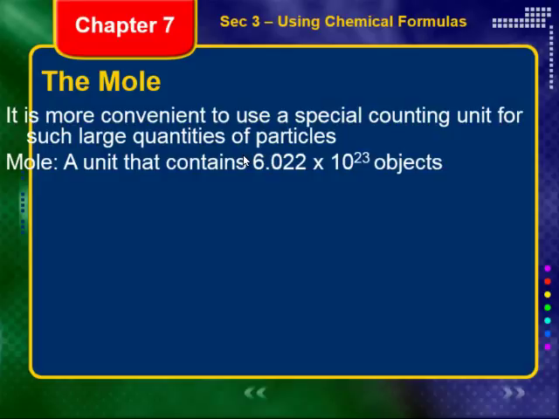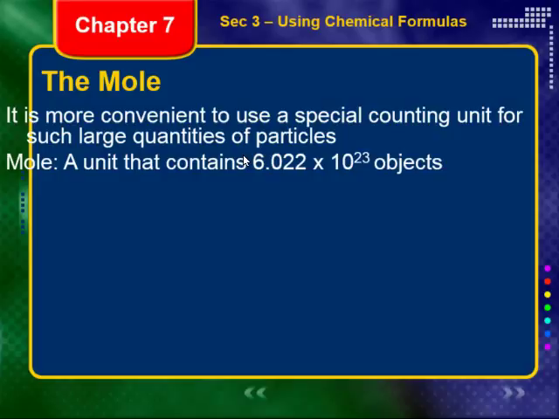A mole, as far as its definition, is a unit that contains 6.022 times 10 to the 23rd objects. Anything. It's not reserved for chemical things. Now, it's most useful for chemical things, atoms, ions, molecules, formula units. But you can use it for anything. You can use it for macro-sized desks. It's just that that's not going to be a very useful number because, notice, it's so large. It's times 10 to the 23rd.